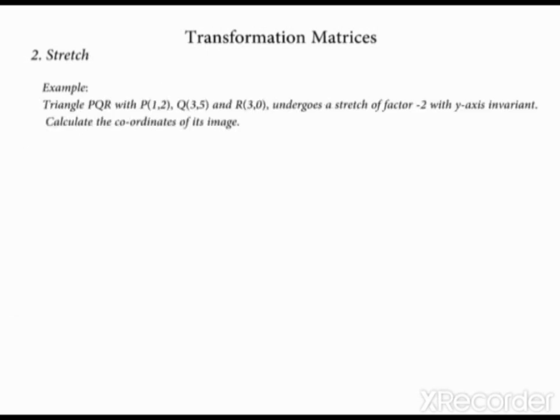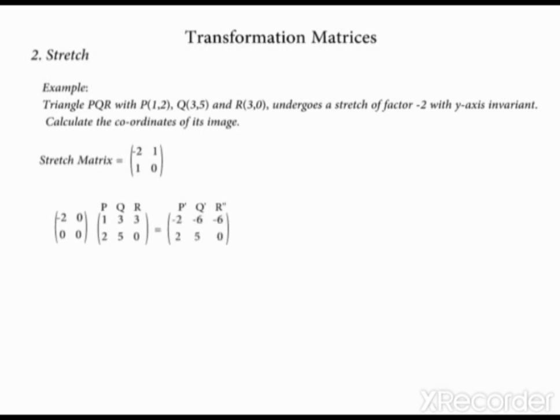For example, triangle PQR with coordinates P 1, 2, Q 3, 5 and R 3, 0 undergoes a stretch by factor -2 with y-axis invariant. Calculate the coordinates of its image. So the stretch matrix for y-axis invariant, in this case factor -2, will be -2, 0, 0, 1. We multiply by the coordinates of the triangle PQR and we'll find that P prime will be -2, 2, Q prime -6, 5 and R prime -6, 0.